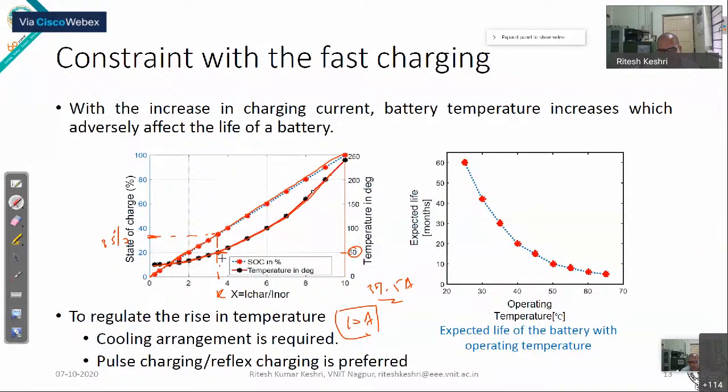Now consider another case. Let's say that this is the case of a lithium-ion battery. You see that the thermal time constant of the lithium battery is larger. So what will happen? The temperature rise will definitely take place, but it will take some more time. Understand?